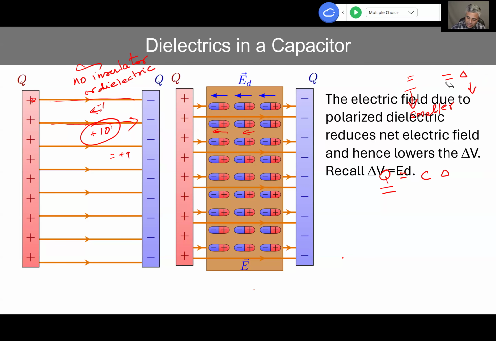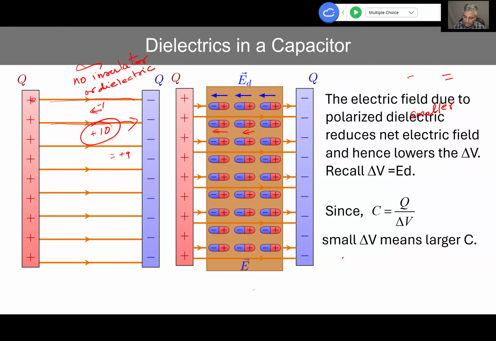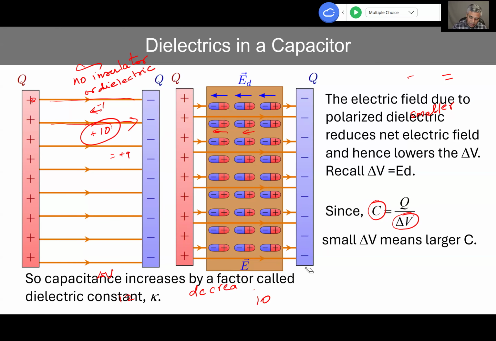So whatever I said, I'm just writing those things here, okay? So here delta V decreased from 12 to, let's say, 10. That means C increased according to this equation. So the factor by which the capacitance increases is called the dielectric constant. Let's say here the capacity was 10, now it became 12. Increased by what factor? Increased by a factor of 1.2.